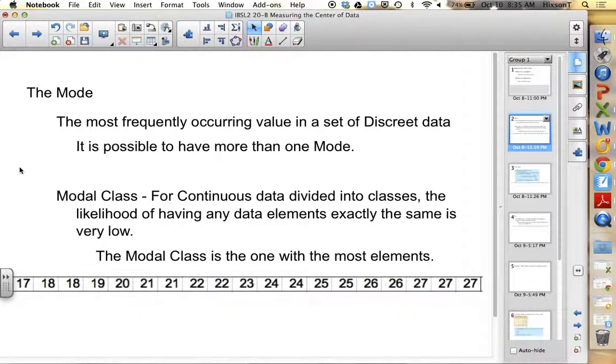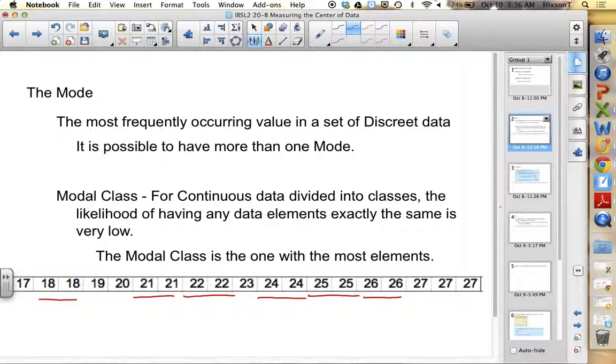So if we look down at this data at the bottom, we start by looking at things that are repeated, okay? 18 is repeated, 21 is repeated, 22 is repeated, 24 is repeated, 25, 26, but then here, 27 occurs 3 times. That's going to be our mode, okay? That's going to be our mode. Now, that's for discrete data.